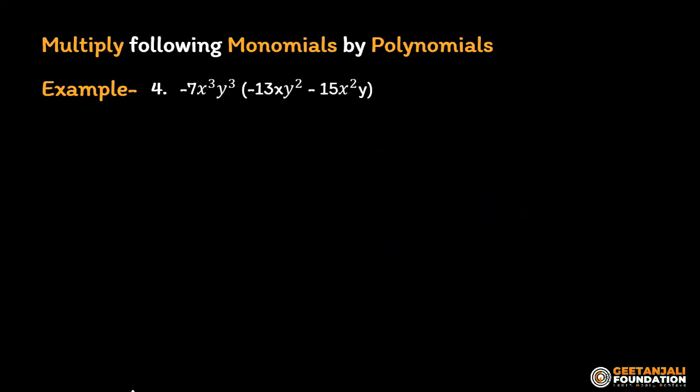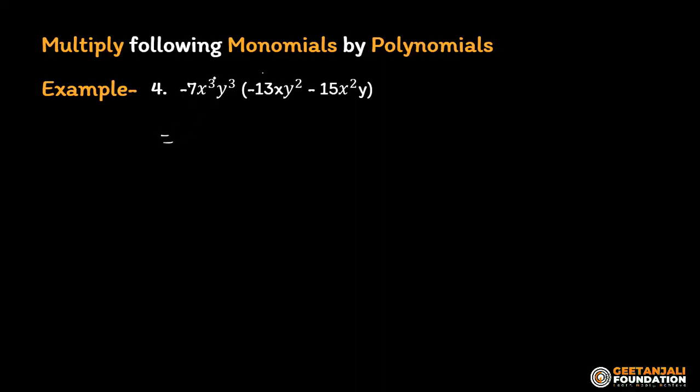Now let's take one more example. In this example, we have to multiply this monomial by this binomial. Binomial is a type of polynomial. We have already seen this definition. Now when we have to multiply this monomial by this binomial, we need to multiply each term of this binomial by this monomial. So let's do it.